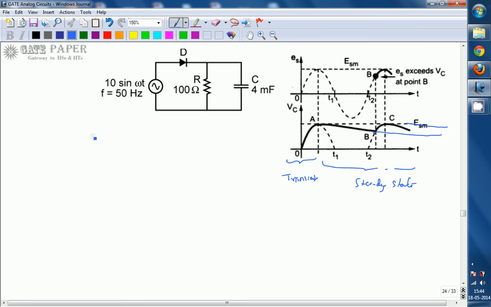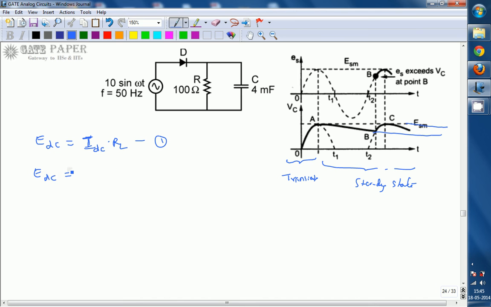If you want to calculate EDC, it can be calculated in two ways. EDC is the DC voltage at the output terminals, the DC voltage at the capacitor, and it can be calculated as the DC current flowing through the diode multiplied by the load resistor. So the first way is IDC multiplied by RL. This is one way. Otherwise EDC can be calculated another way.